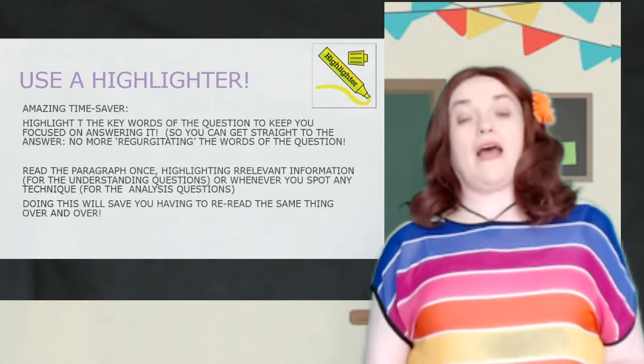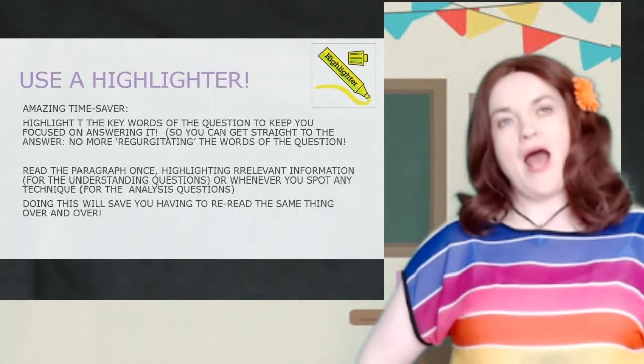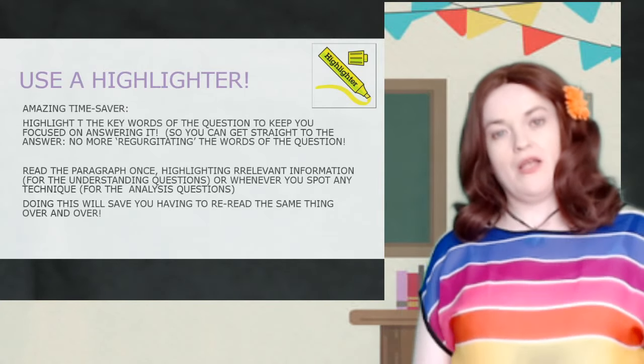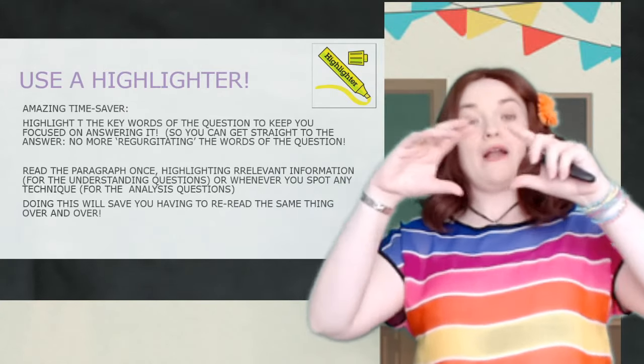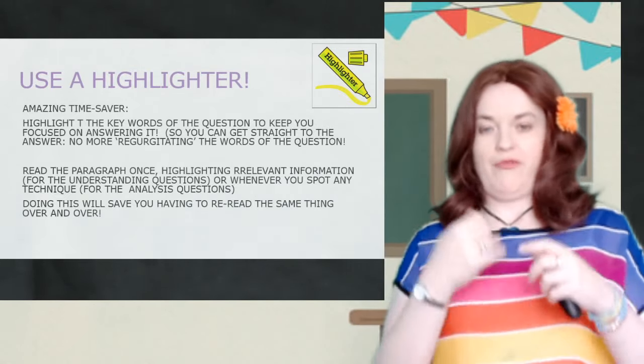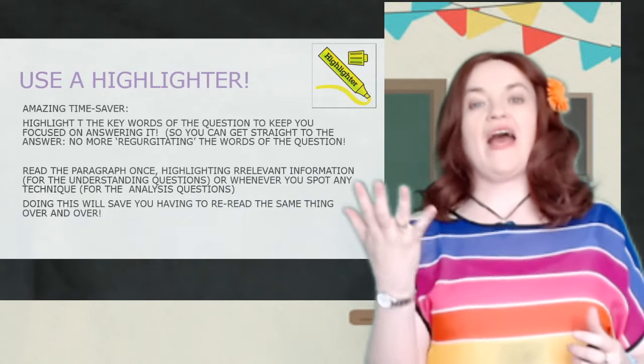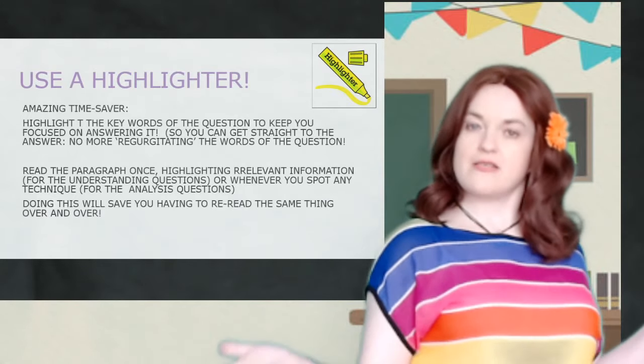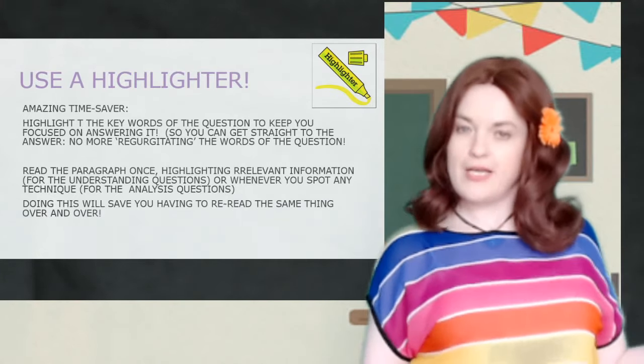The other reason that highlighters are amazing is because if you have to read a little paragraph to find the answer, say you've got to find 5 things, right? 5 different reasons why Leslie is brilliant.